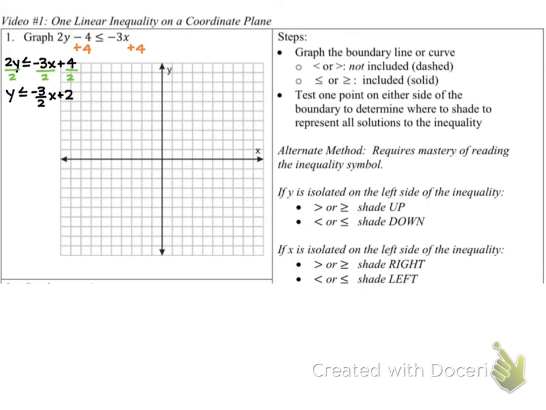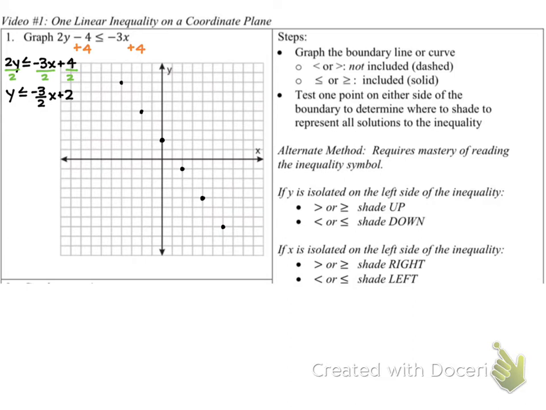Okay, now we're ready for the boundary. The boundary has a y-intercept of 2, so I'm going to go up to (0, 2) on the graph and plot that point. From there, I'm going to do the slope. I'm going down 3 and right 2, and I plot that point. I work my way across the graph, down 3, right 2, getting the points for my boundary, and likewise the other direction. Now all of those should line up.